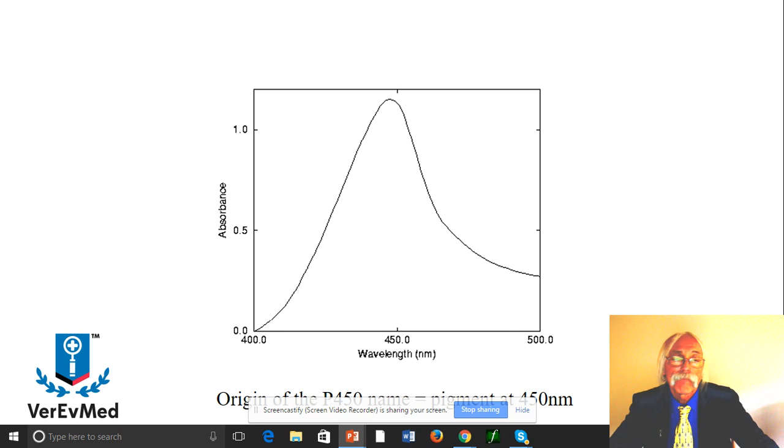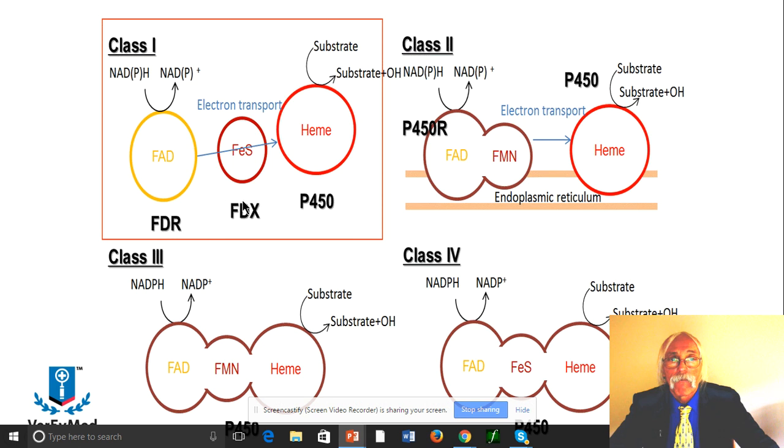So now you know. Here are various classes of them. Some of them have flavin adenine dinucleotide, iron sulfur centers. Notice NADPH is involved in class 1 or NADH. Right? Class 2 has an FAD-FMN. Then there has to be electron transport to the heme residue. The heme is the actual carrying agent of the enzymatic reaction.